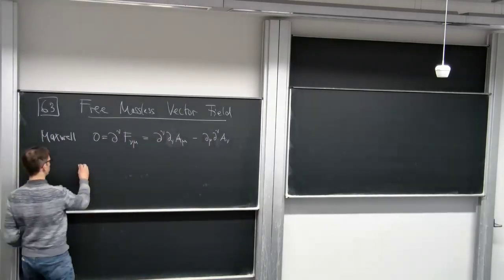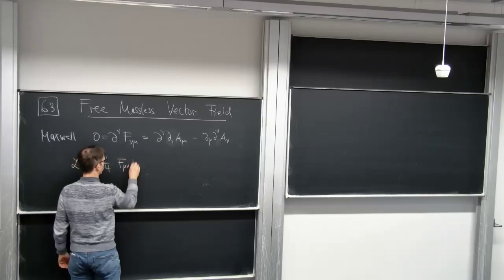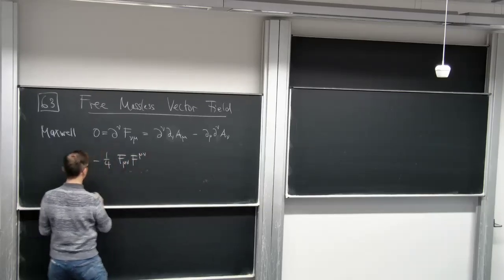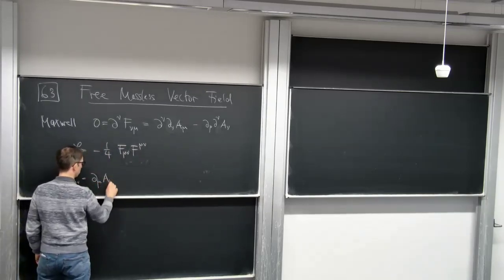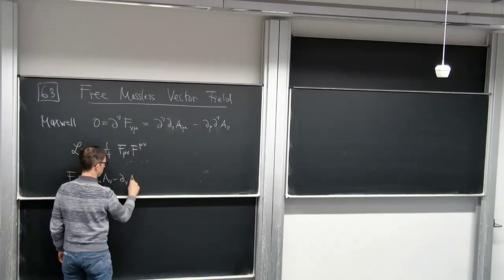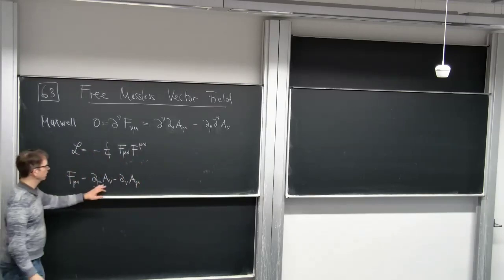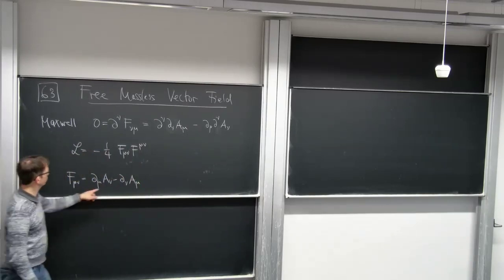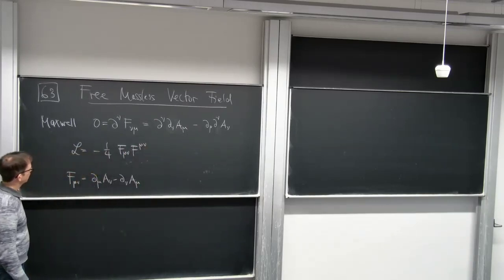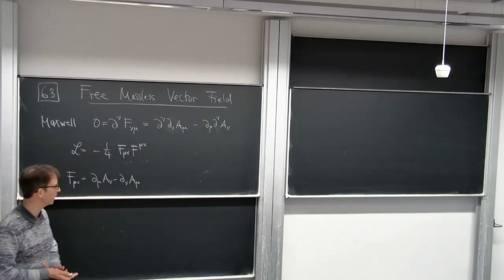And we saw that it follows from this Lagrangian, minus one quarter F mu nu F mu nu. Right, this field strength F mu nu is defined as this antisymmetric derivative of the vector field. And that's what I plugged in there. Why is this Maxwell's equation in electrodynamics?